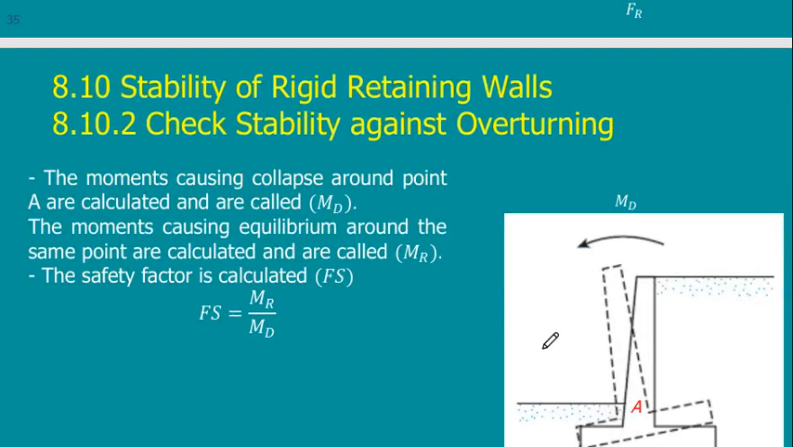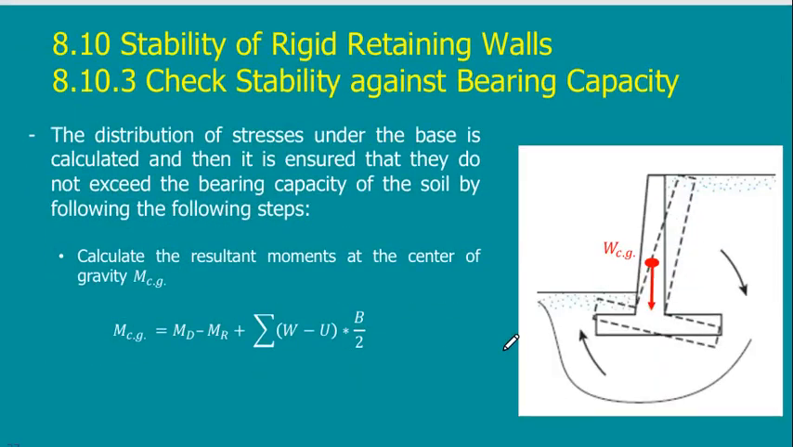This is the case of overturning. The force that I have calculated may turn the wall. How is it going to turn the wall? With a moment. Multiply this force with this distance from here to there to get the moment, and so on. You have a moment in the opposite direction, calculate the factor of safety, and so on.